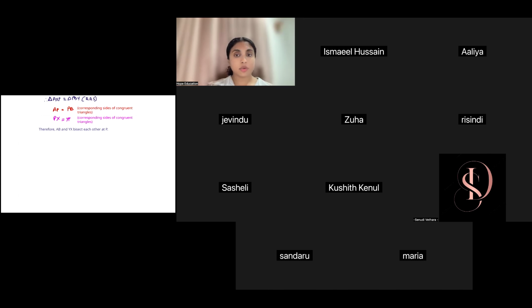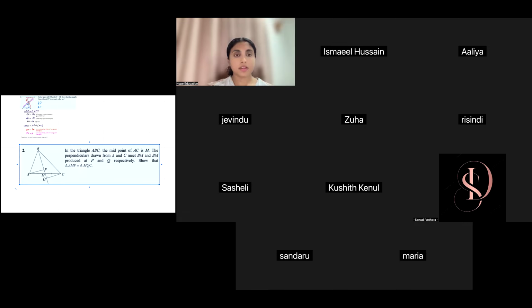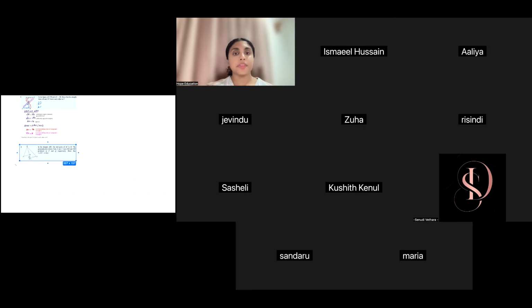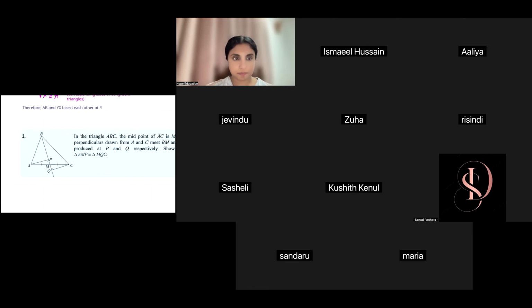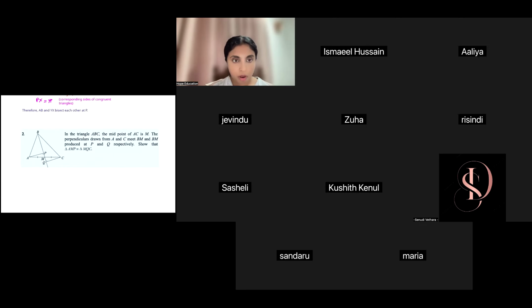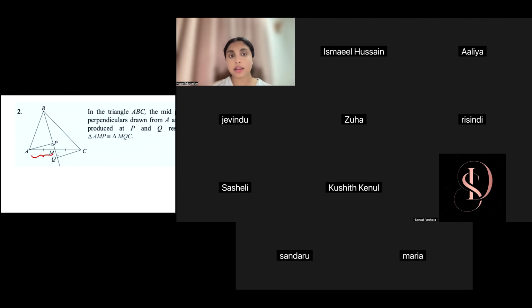Let's take the second question. In the triangle ABC, the midpoint of AC is M. They have marked it, no? Midpoint of AC is M means this is equal to this, no? Okay, go and mark it. See? Marked.